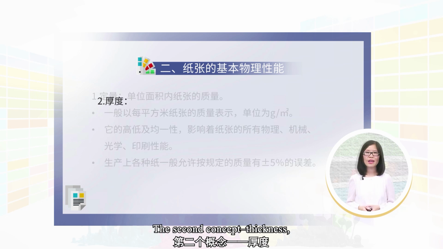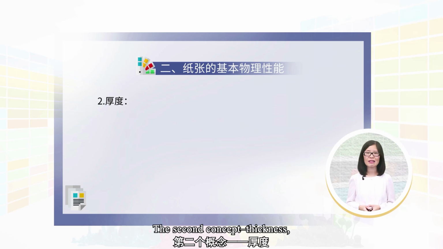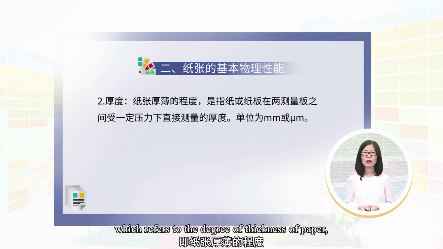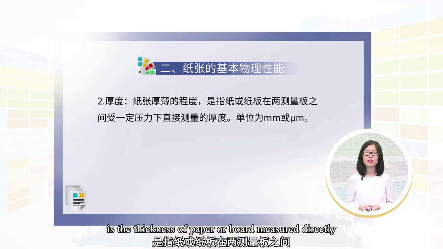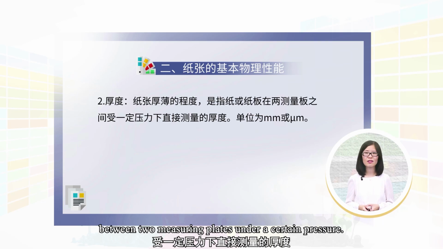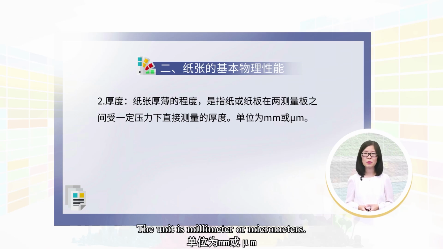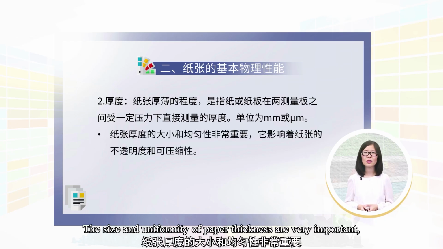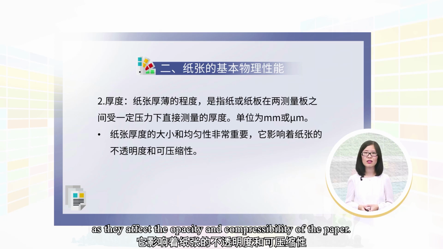The second concept, thickness, which refers to the degree of thickness of paper, is the thickness of paper or board measured directly between two measuring plates under a certain pressure. The unit is millimeter or micrometers. The size and uniformity of paper thickness are very important, as they affect the opacity and compressibility of the paper.